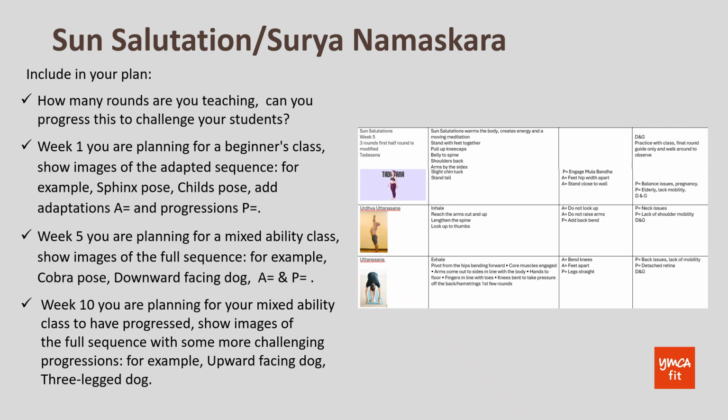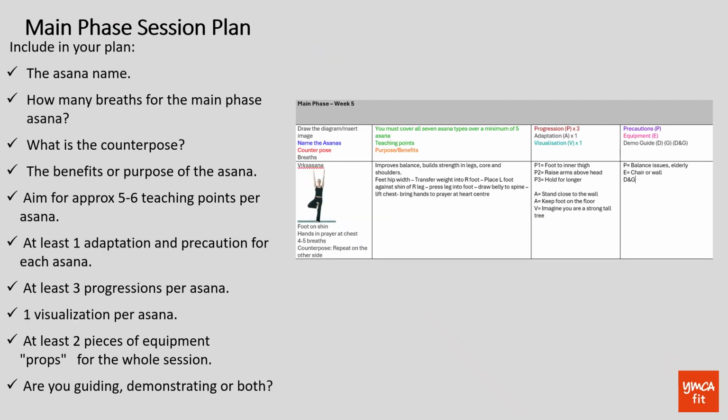And you can do that by adding progressions in your third column to show more challenging versions of postures, and adaptations in your third column to show more modified versions of postures. When completing your session plans for weeks 1, 5 and 10, in the first column you need to add the name of the asana, add an image of the asana that you're using and what it looks like at that particular week. If you can't find an image that best reflects what the asana looks like at that week, add an image that looks similar, and then underneath write in bullet points what the asana looks like.